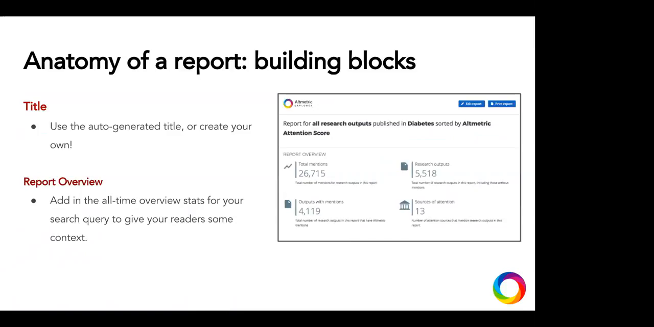The initial section, you can rearrange all of the sections, but the one that will pop up first is the report overview, and it provides an all-time overview of the stats for your search query. And it really just helps set the context. So it helps tell the people who are reading your report, in this report, there are mentions for X number of articles. We found engagement from this many sources, and this many of the outputs actually have attention.